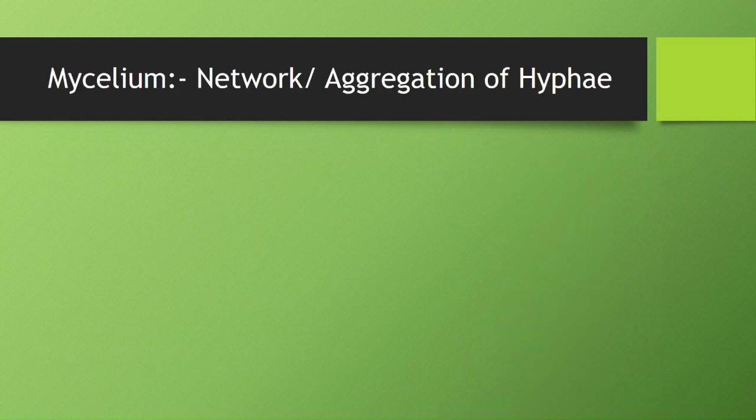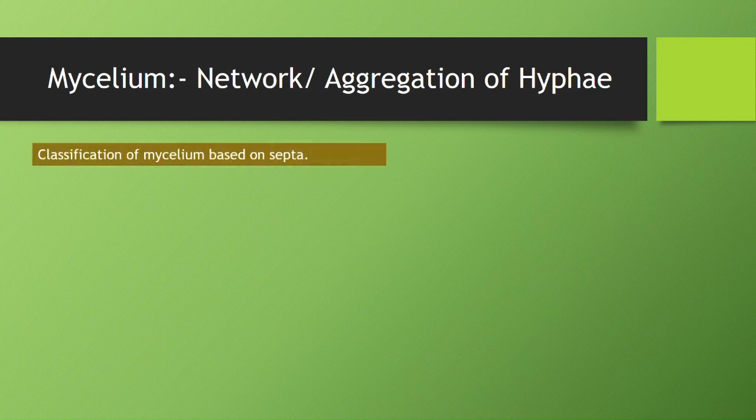Now coming to mycelium. Mycelium is a network or aggregation of hyphae. Mycelium can be hyaline, that is colorless, or it can be colored if pigments are present on the cell wall.